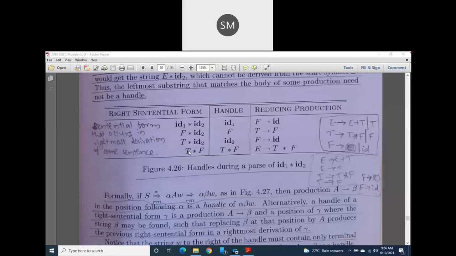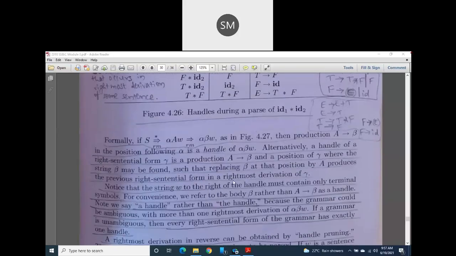Then finally you got this t star f, and the entire t star f is also considered a substring. This t star f can be reduced to t, and from t to E, so entirely I have written here that T star F can be reduced to E. So this T star F is also called a handle. Are you getting how to consider a handle?